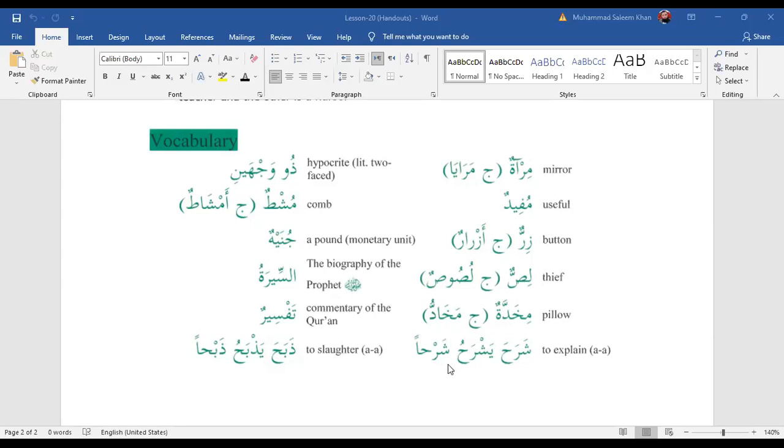Sharaha yashrahu sharhan, to explain something. All right. I have a question. Yes. What's the difference between mikhaddatun and kisul wisadah? Wisadatun is used for the small pillows that we use on the couches or the sofas, whereas mikhaddatun is the one that we normally use for sleeping. That is called mikhaddatun, the sleeping pillow.